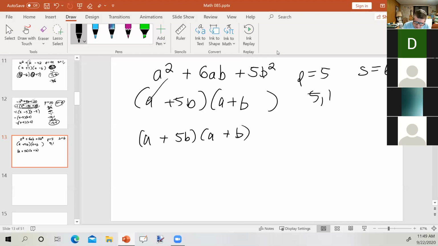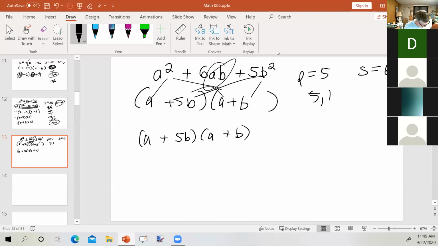So my a squares get split up at the beginning, b squares get split up at the end, so my middle terms are going to have both a and b in them. So be careful that you don't forget that other variable if it shows up like it did here. Any questions? All right.